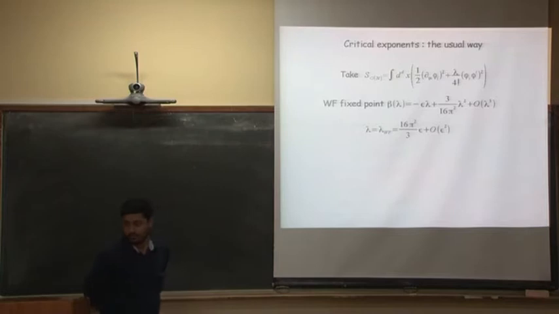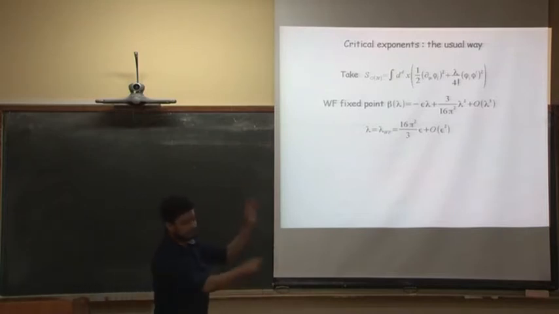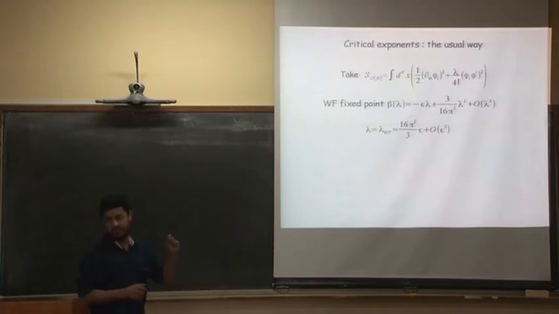Where is N in here? No, so this is for, I did the beta function for this scalar phi to the fourth theory. So N is actually 1. There is no N here, but this N can come, and it will come.